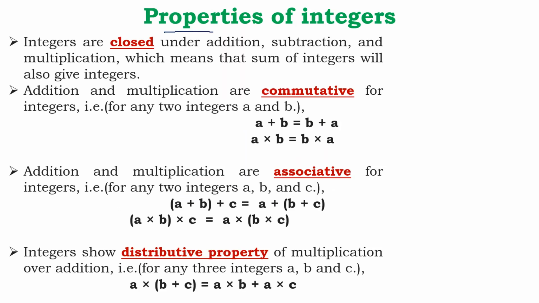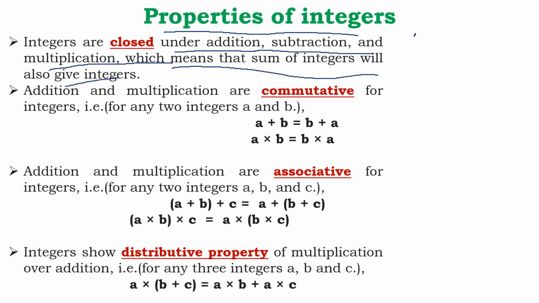We have some properties of integers. Integers are closed under addition, subtraction and multiplication, which means that the sum of integers will also give an integer. Example, if I do 4 plus 2, that is 6. Here 4 is an integer, 2 is an integer, and 6 is also an integer. If I do minus 5 minus 2, that is minus 7. Again, minus 5 is an integer, minus 2 is an integer, and minus 7 is an integer. That's what the property is saying.